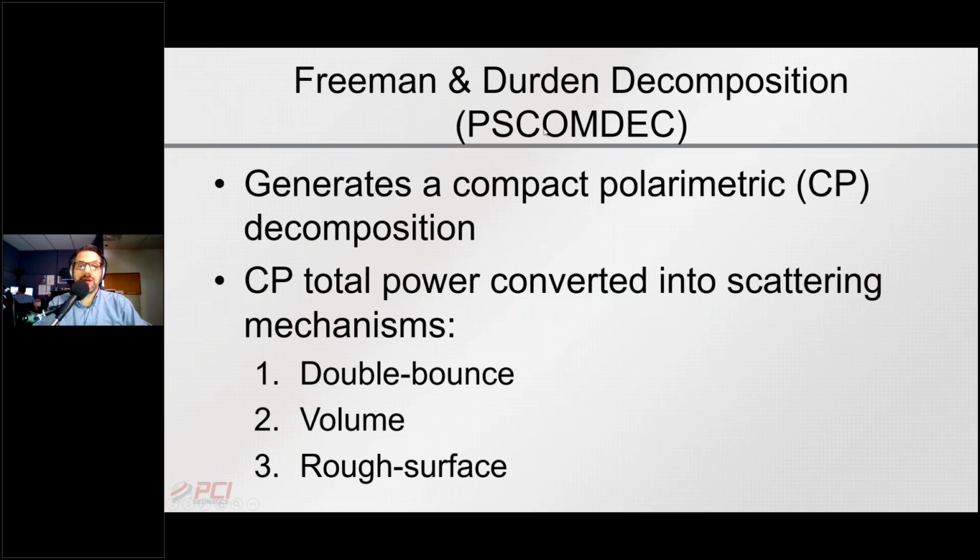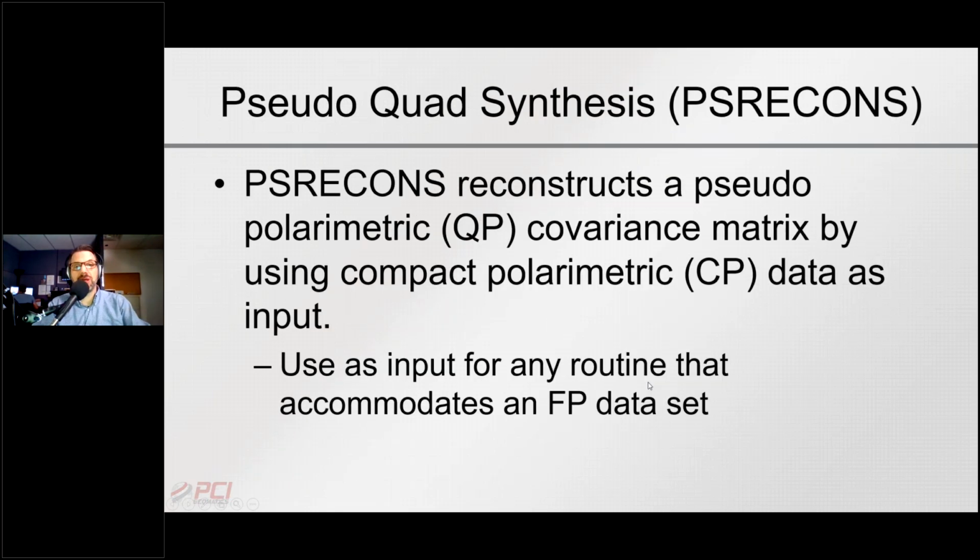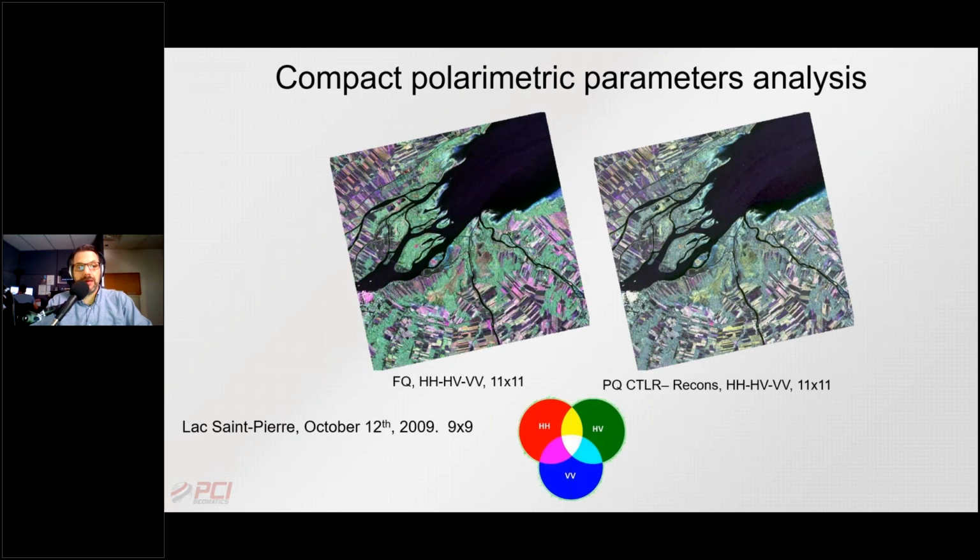I'll quickly mention that the Freeman Decomposition gives you the double bounce, the volume, and the surface roughness. We already looked at an example of that. The Reconstruction Algorithm gives you the ability to take a quad pole or to simulate a quad pole, or pseudo quad. And here's a couple of examples. So this is a full quad pole data set over an area, and then we took our algorithm to simulate compact pole and then reconstruct a full quad pole data set, and that's what you see here on the right.